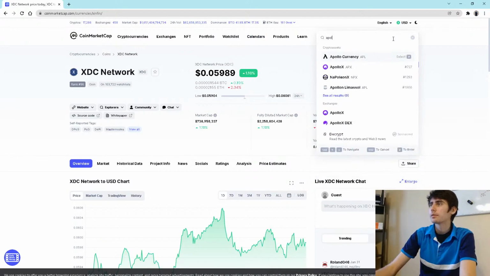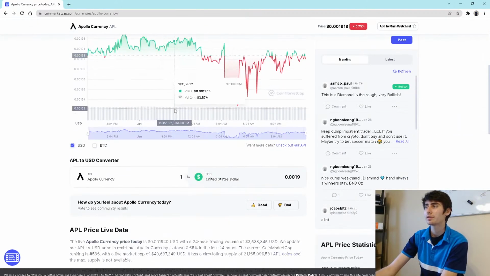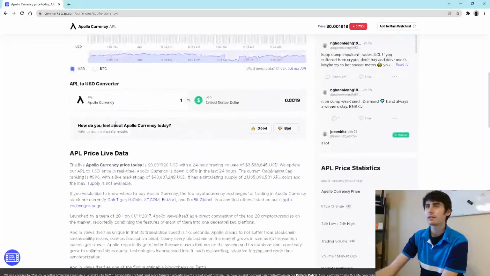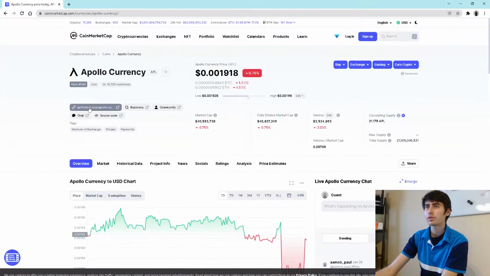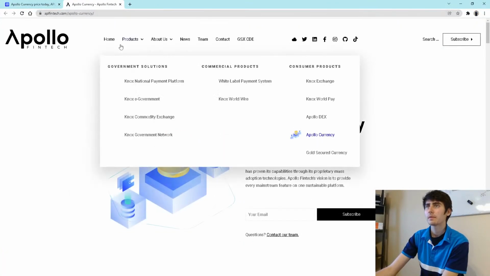Another one to look at is Apollo. This is a cheap one. It's about the same price of SafeMoon, because SafeMoon went to version 2 and changed and consolidated. So I recommend Apollo because they have so much products, as I believe I showed you guys before, and we'll go check it out again. If you go to their website and you go to products, they have so much stuff. They have Apollo Dex, Apollo Currency, Gold Secured Currency, Knox Exchange, Knox WorldPay, and then up here it tells you they're organized. You have government solutions, commercial product, and consumer products.